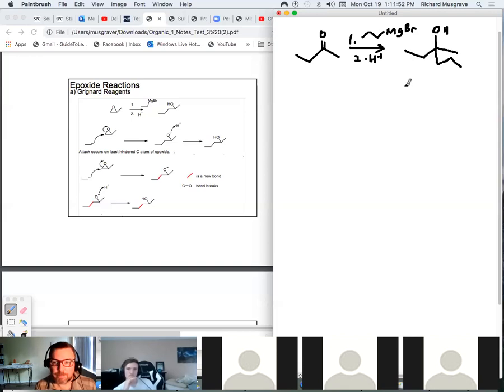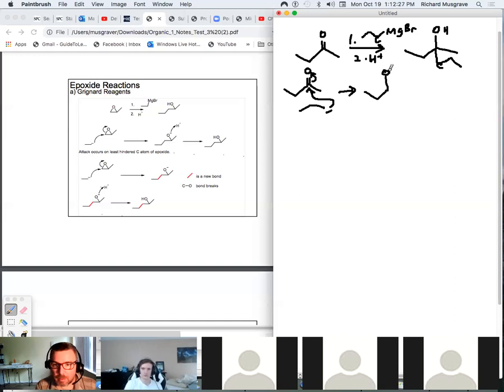So this was, and I'll just draw a little C here and a little C here. We looked at this when we did the Grignard reactions with ketones. Now the mechanism for this one looked a lot like this.